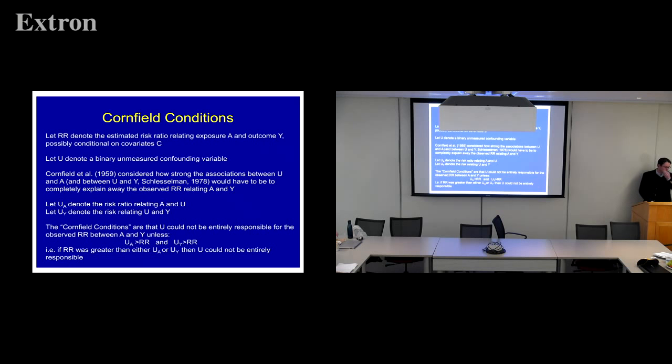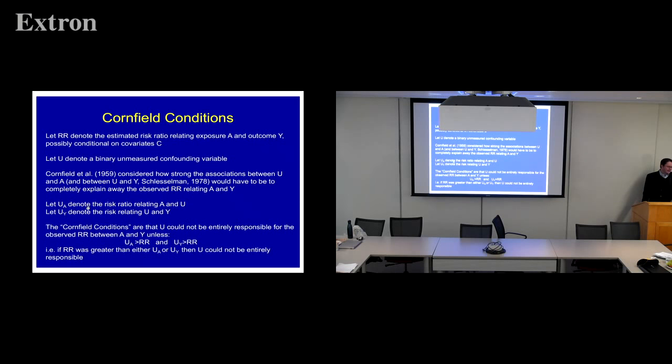And so the approach that Cornfield and the co-authors took was as follows. Let's suppose we have a risk ratio estimate relating the exposure and the outcome, possibly having adjusted for some measured covariates. In their work, they assumed that there was some binary unmeasured confounder, again maybe a genetic variant, either present or absent, responsible for the association, and considered how strong the association between the unmeasured confounder and the exposure would have to be, and in some subsequent work, the unmeasured confounder and the outcome would have to be, to completely explain away that observed risk ratio.